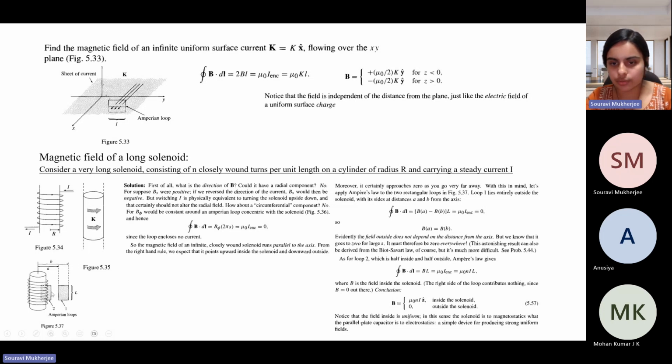Now what happens for this loop? Here, again, if you use the same Ampere's law, you would see that obviously along this line, the field is 0, but there is some field B along this line, right? So you can write B into L is equal to mu 0 I enclosed. And now you have an enclosed current, which is given as n into I into L, right? n is the number of turns per unit length.